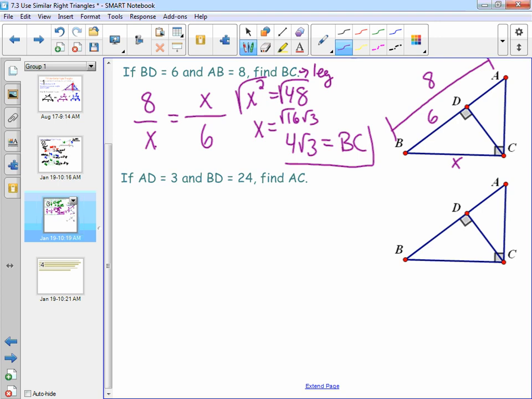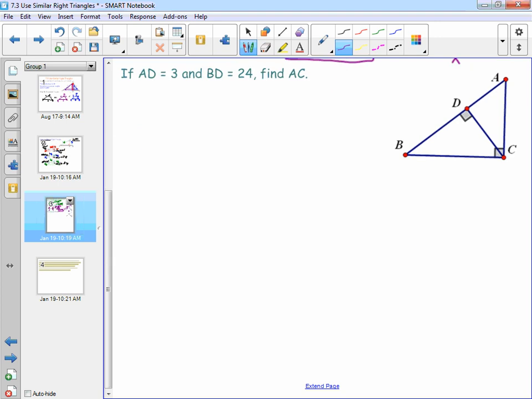In our last example, if AD equals 3, so we'll label AD as 3, and BD is 24, find the length of AC. And again, AC, when looking at the original triangle, is a leg. So I know I'm using the geometric leg proportion. So my leg, the unknown one, is the geometric mean, so that is y.